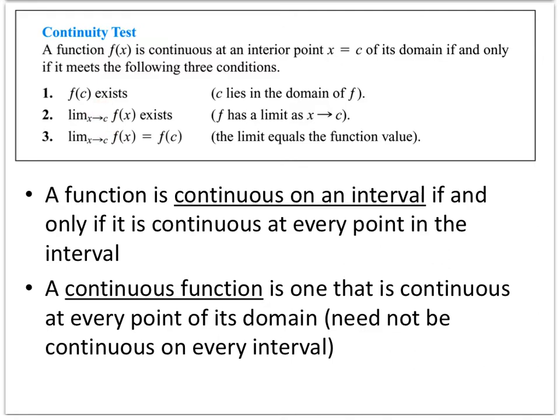So a function is continuous on an interval if and only if it is continuous at every single point in the particular interval. It may not be a completely continuous function, but think of rational functions where you usually have one going this way, one going this way. Well, if I'm only looking in this bottom left quadrant, I can say it's continuous there, and that's what we're saying here. And then a continuous function is one that is continuous at every point of its domain. It need not be continuous on every.